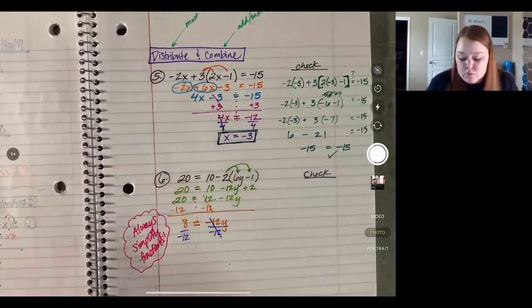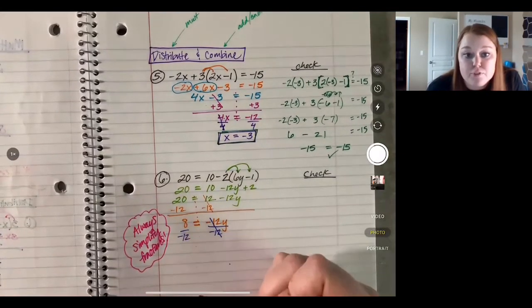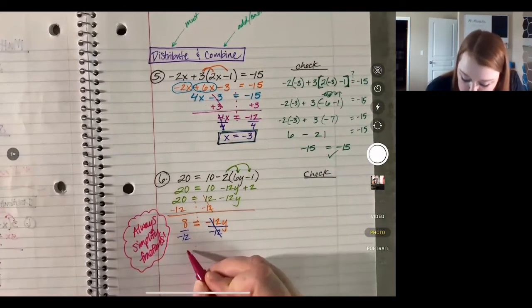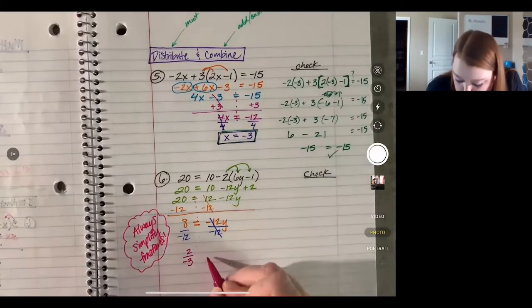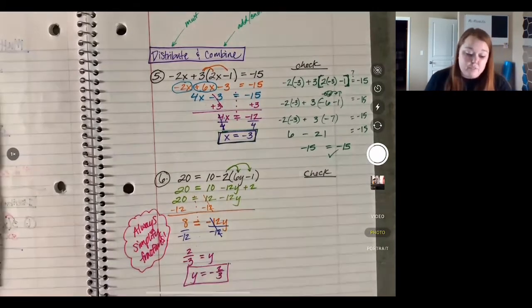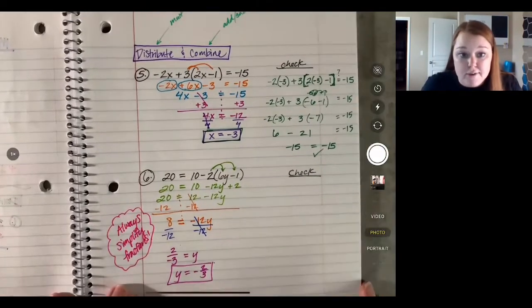So what we're going to do is simplify this fraction. 8 and 12 are both divisible by 4, so I'm going to divide each of them by 4. That would be a positive 2 and a negative 3. So negative 2/3 is equal to y. Y equals negative 2/3. Now, I'm definitely going to want to check this one, just because we're all kind of insecure about fractions, I think.